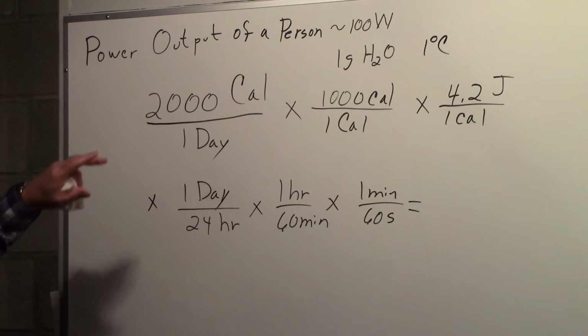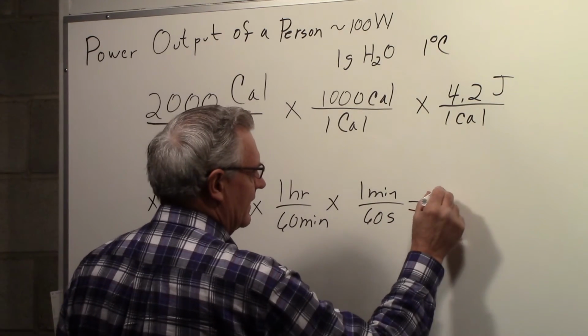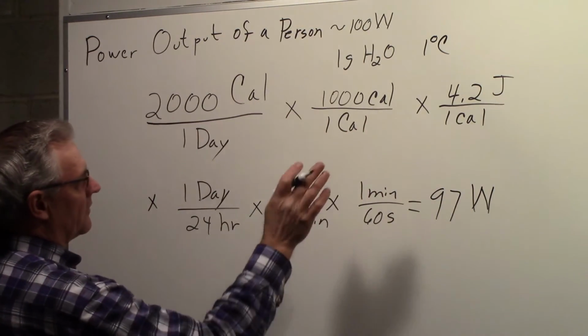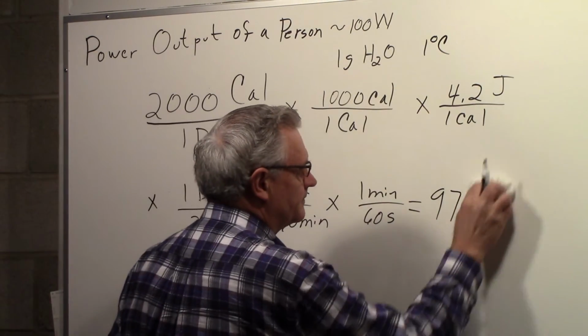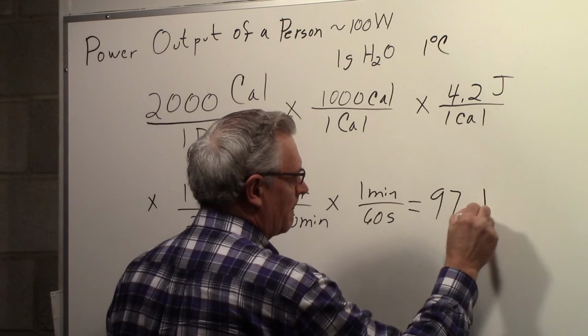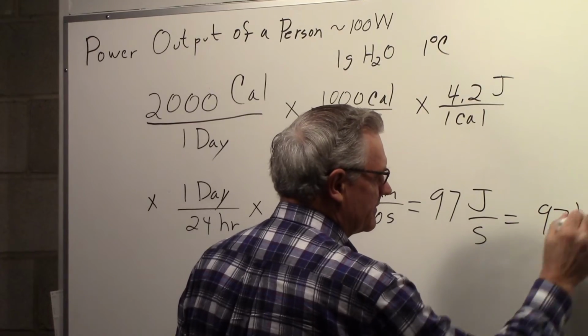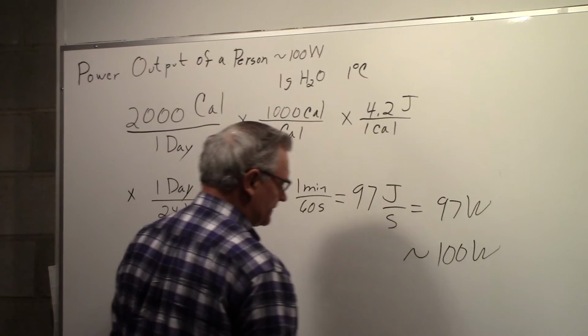So you can see, looking at that, it's going to be roughly 100. And if you work it out, it turns out to be 97 watts. We have joules. All the units cancel out except for the joules per second. And that's equal to 97 watts. And what we say is that's approximately 100 watts.